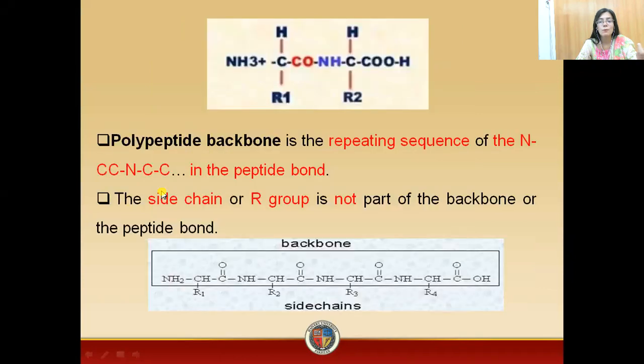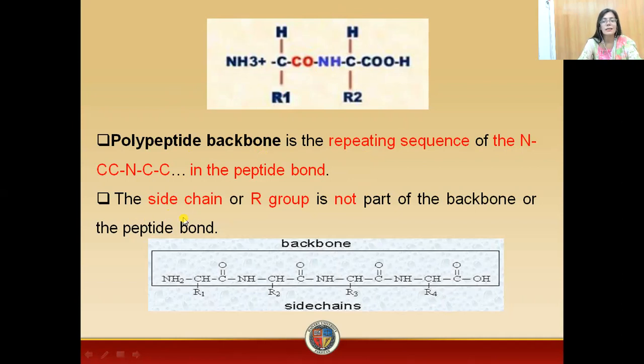Now, what is this polypeptide backbone? This is the structure resulting from the union of the two amino acids. With the help of this figure, we will find out what a polypeptide backbone is. The polypeptide backbone is the repeating sequence of N, C, C, N, C, C in the peptide bond. This repeating sequence makes a structure, a backbone, which we call the polypeptide backbone.